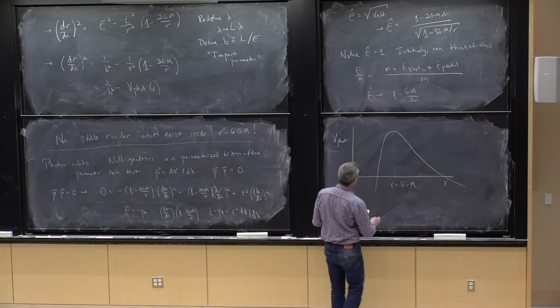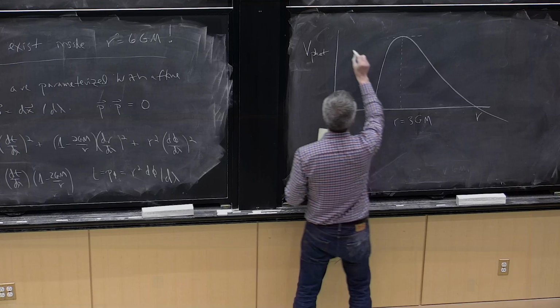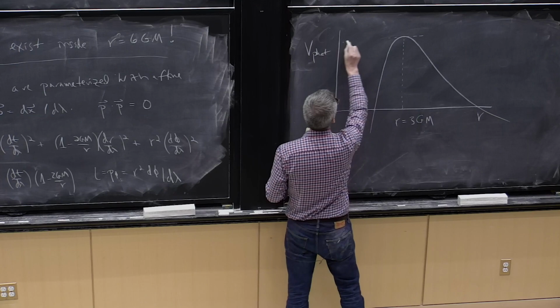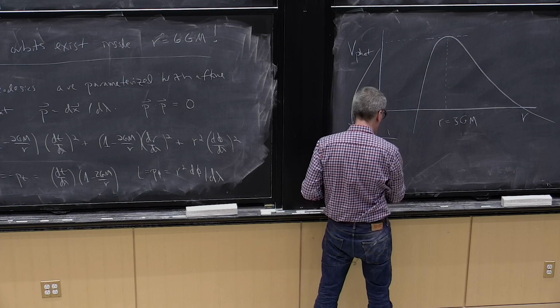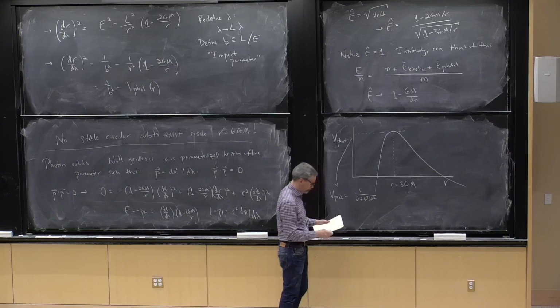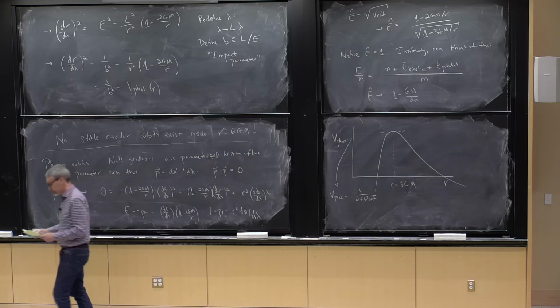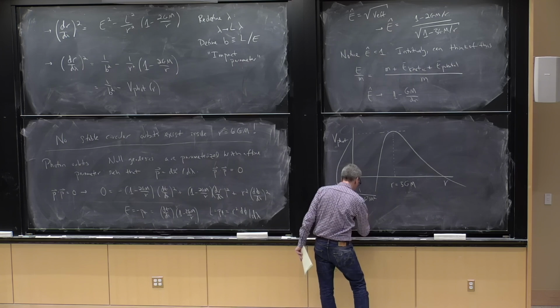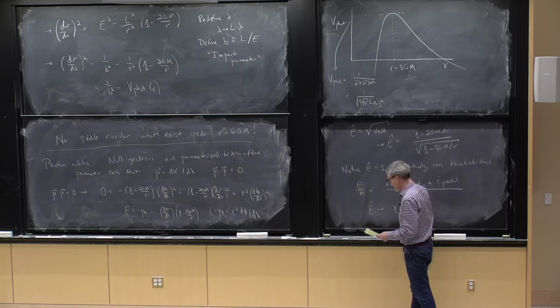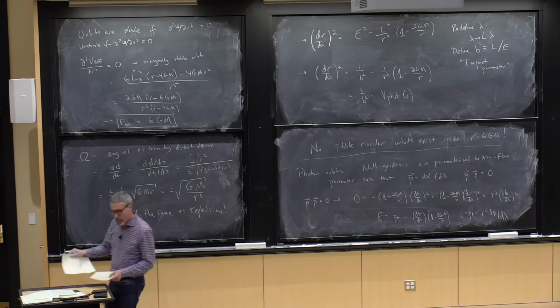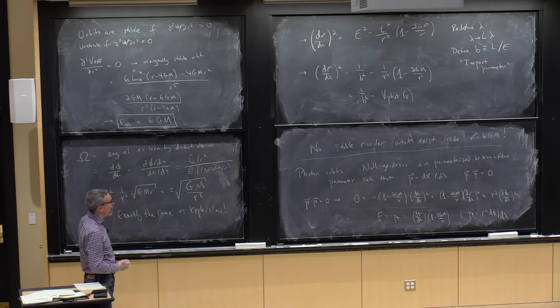The other thing I want to note is that the height of the potential right here has a peak value of 1 over 27 g squared m squared. Okay, hold that thought for just a moment. Actually, let me write it in a slightly different way. This equals 1 over 3 root 3 gm squared. So now, to wrap this up, I need to tell you what is really meant by this impact parameter.